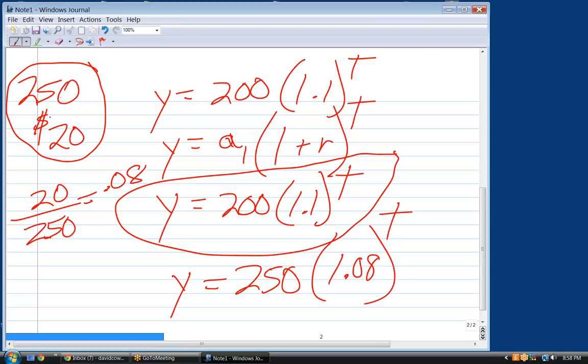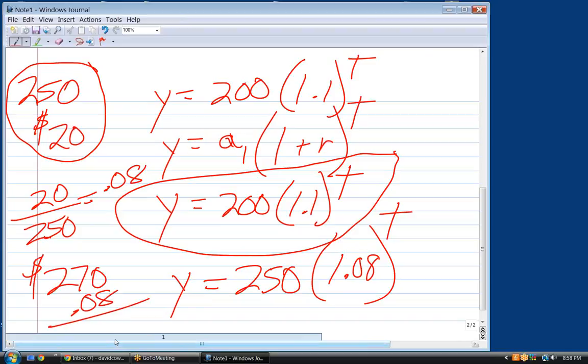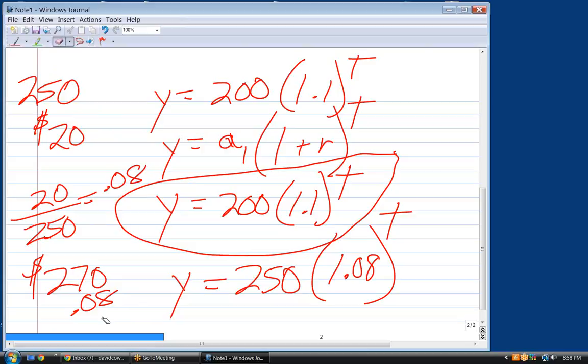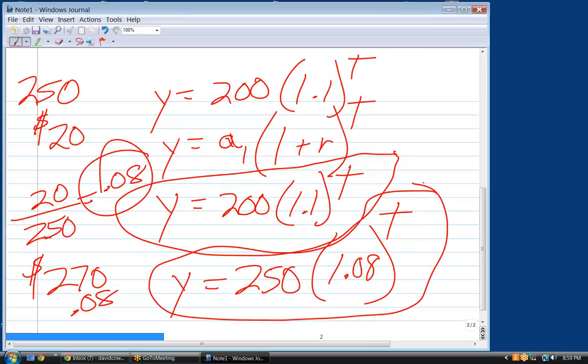Notice that at the end of year 1 you got $270 now. Well, when you make 8% on $270, that's more than $20. Okay. So they didn't word the problem quite right. If they said that he started with $250 and he made $20 the first year, then it's worded properly. Because then you can come up with what his interest rate is, which is 8%, and then you can come up with this exact formula.